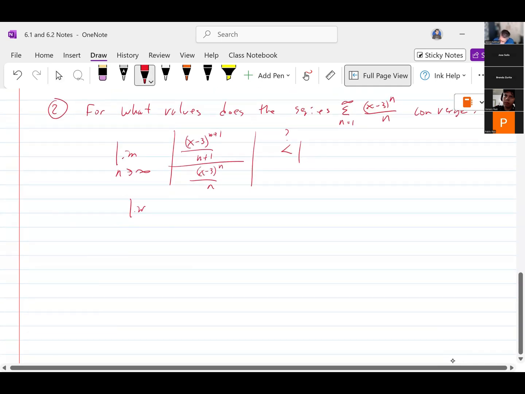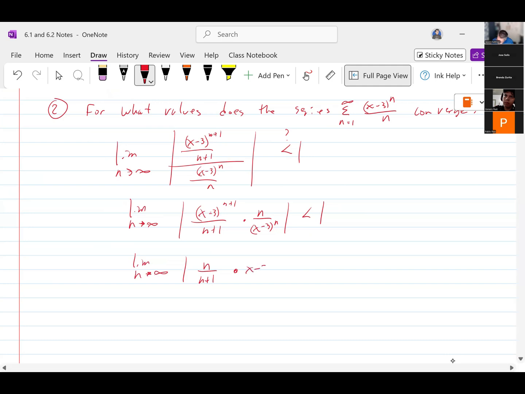So this becomes the limit as n goes to infinity of (x minus 3) to the n plus 1 over n plus 1, times n over (x minus 3) to the nth power. When is that less than 1? I'm going to simplify this. I'm going to write this as n over n plus 1, times (x minus 3) to the n plus 1 over (x minus 3), which simplifies to just x minus 3.